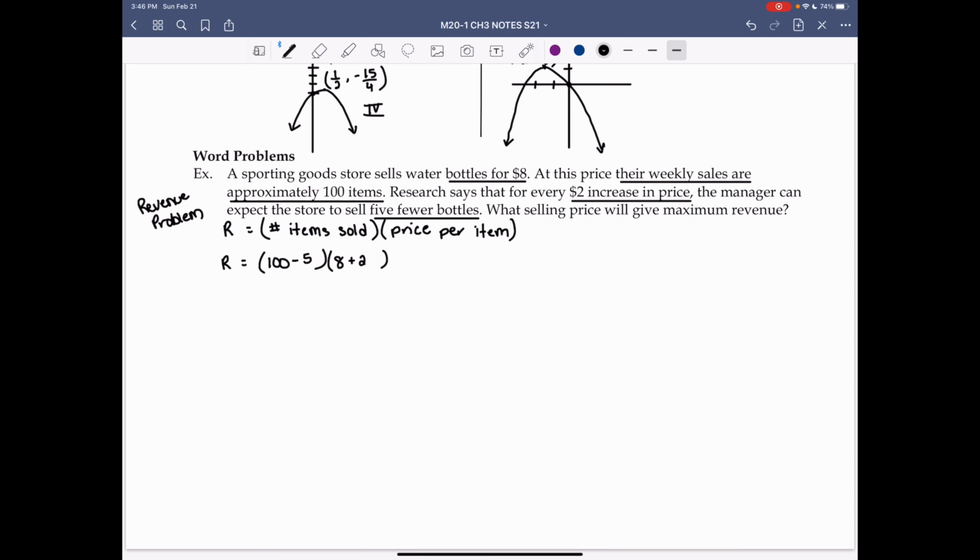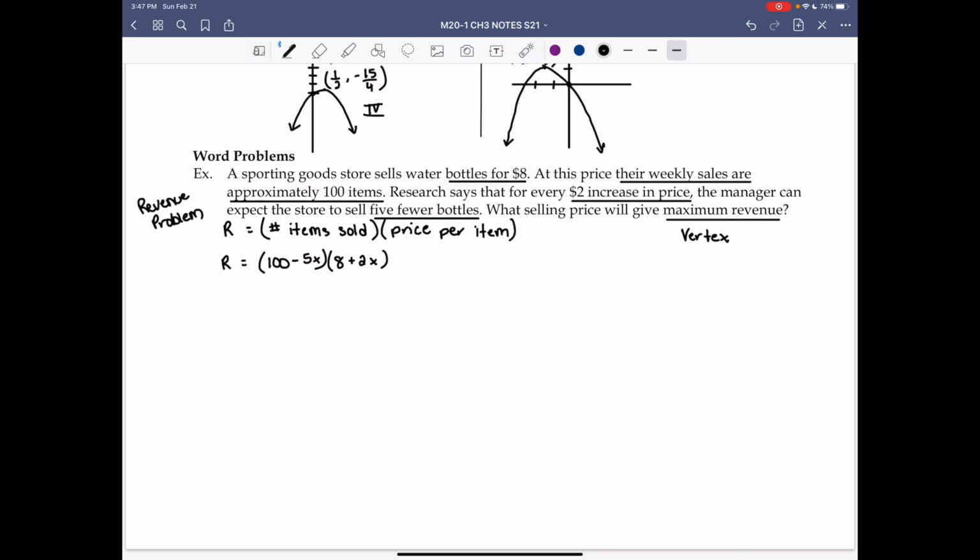So this is where the variable comes in. We don't know how many times we're increasing the price, so we have to do plus 2x. And also, every time we increase the price, the number of items sold decreases, so we have to put in the same x at the end of the first bracket. So this is our revenue function. Right now it's in factored form. It's factored to two binomials. We need to put it in general form because we want the maximum revenue. Okay, so we need the vertex.